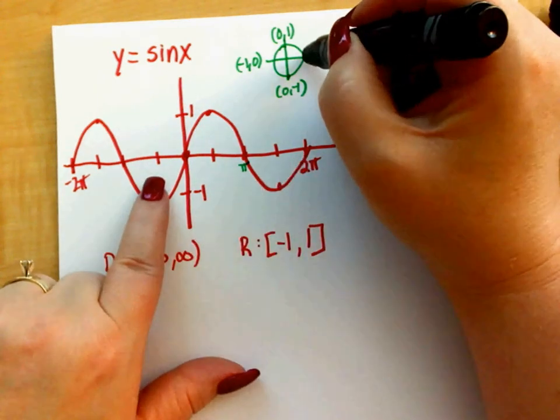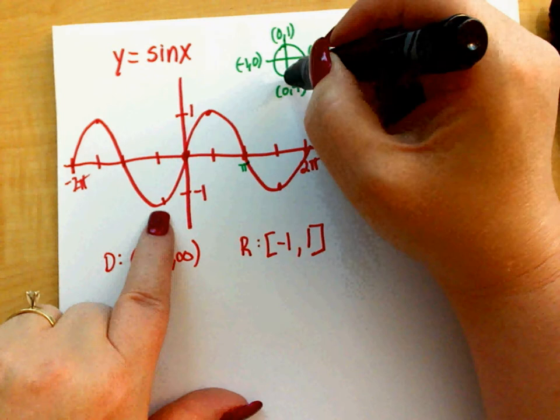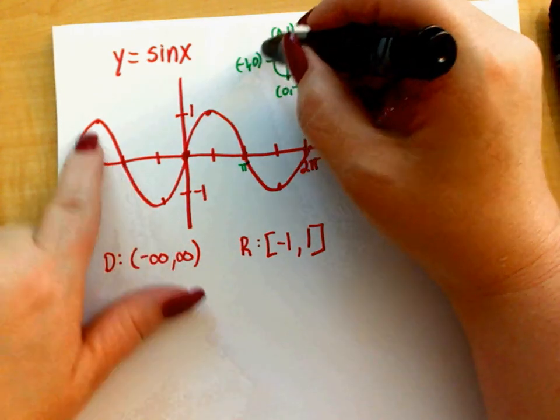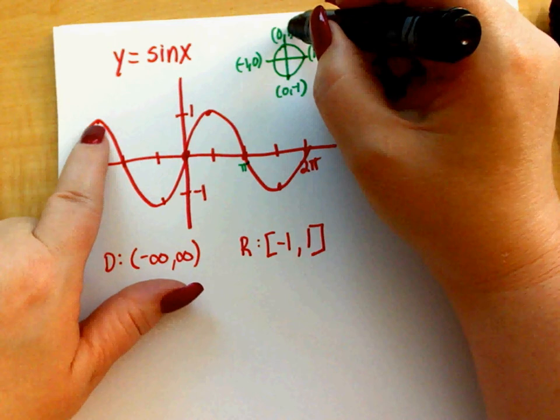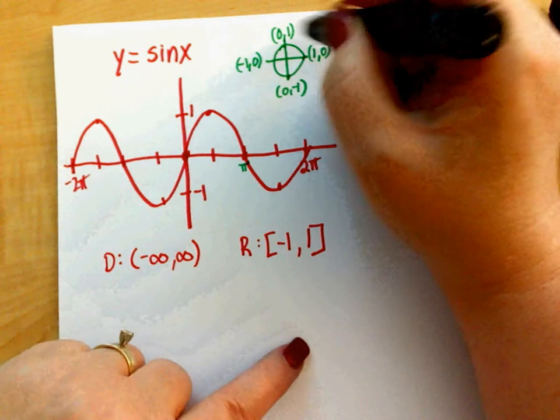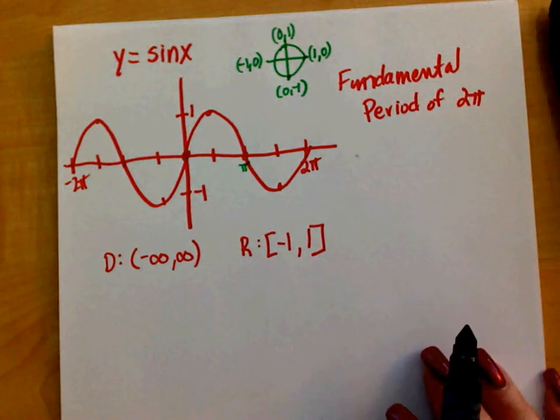Same way if you counted negatively. Negative pi over 2, it's -1. At negative pi, it's 0. At negative 3 pi over 2, it's +1. And at -2 pi, it is 0. We're looking at the y-coordinates here, okay? So there we go. There's y equal to sine of x.